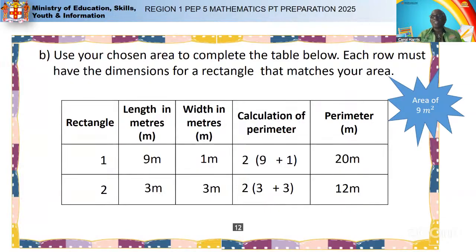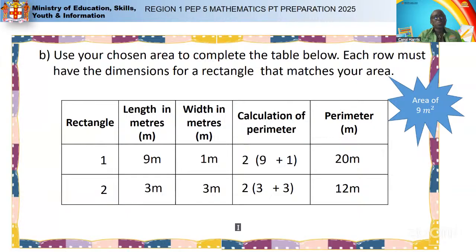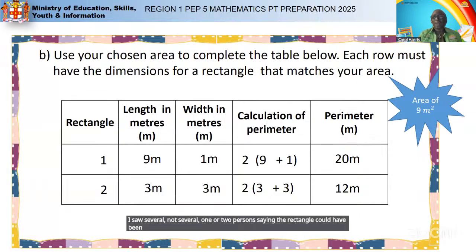And I did see a few persons putting in that 3 by 3 as a possible rectangle earlier on, not many, but I did see a 3 by 3. Let me point out again, I saw one or two persons saying the rectangle could have been 4.5 by 2.